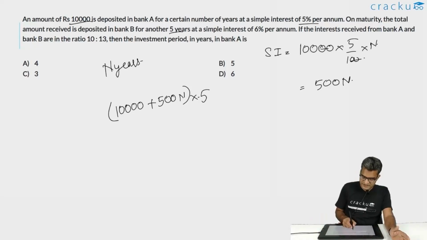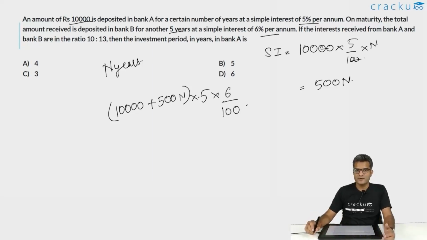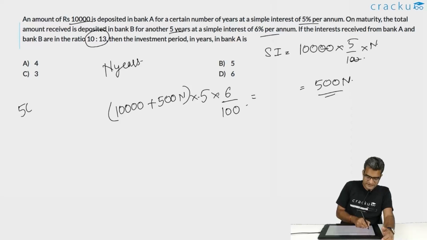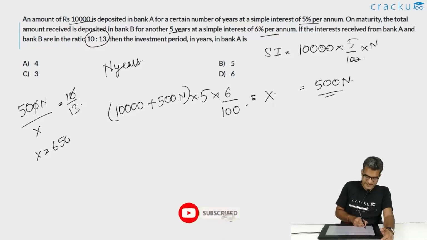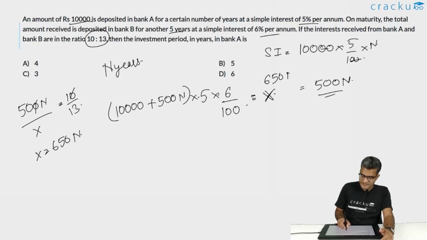This was deposited in another bank B for 5 years, so this is 5 years at a simple interest of 6% per annum. Therefore, this is the simple interest that is earned on the second amount. This, we are told, is in the ratio of 10:13. That is, if this second interest is say x, 500n divided by x is in the ratio of 10 divided by 13. Or this would imply that the value of x is 650n. So this second simple interest is basically 650n.